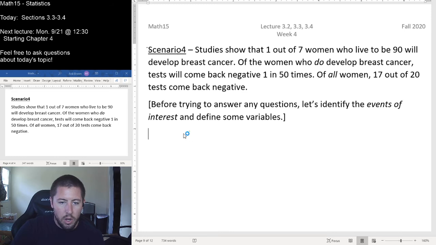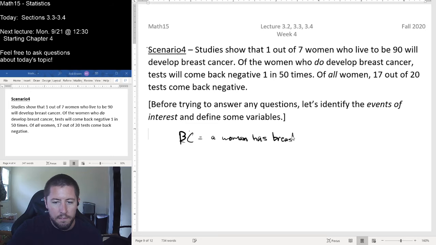Okay. So our events of interest here. One event of interest I'm going to call BC: a woman has breast cancer. And very importantly, do not confuse this with testing positive for breast cancer. This is actually having the cancer, regardless of any tests. That's what BC is going to be, breast cancer.